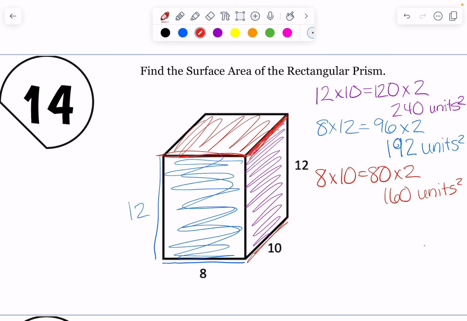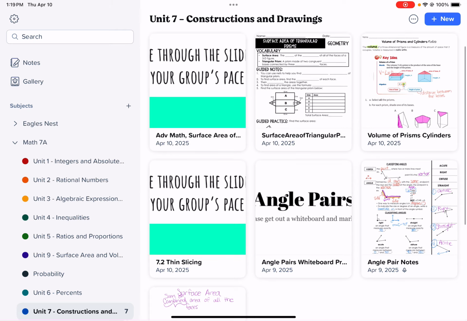And then now I would be adding them up. So the 240 plus the 160 would be 400, plus the 192 is going to give me an overall area of 592 square units. So that's a little bit about rectangular prisms.